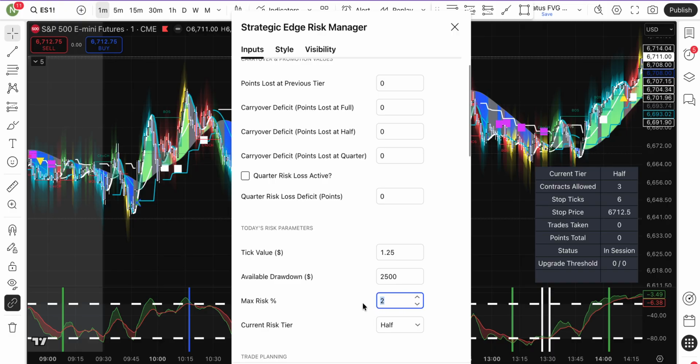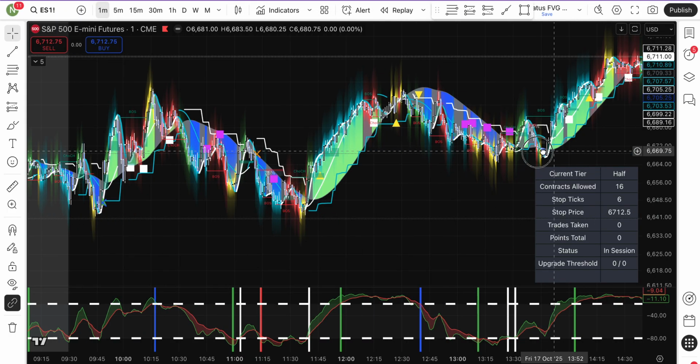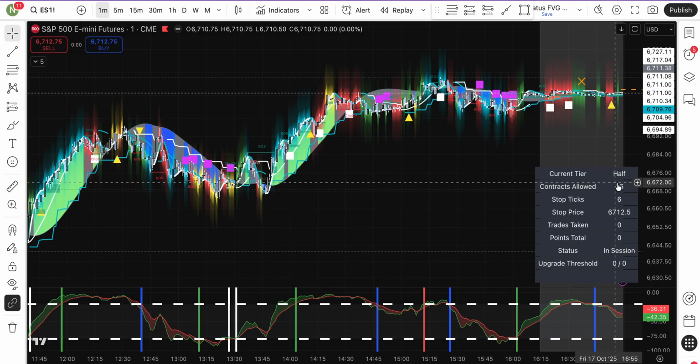So initial max risk is set at 2%. Safety thing. Move that to 10 if you're a prop trader. Keep it at 2 if you're trading your own account. So we're going to pretend we're trading prop. We're on the S&Ps, so I know it's the big contract on the chart, but let's just pretend we're looking at micros, 125 a tick. Okay, that is going to generate all of this data here in this table.